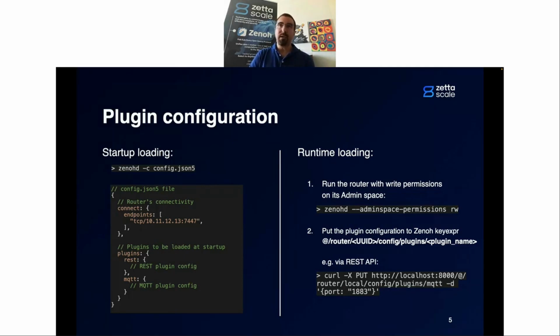And then you can change the configuration of your router, so you can add plugins in your router, just addressing its config space. So here we have the path, which is @/router/UID, the path of your router, /config/plugins. And here you have the plugin name. So it will be, for instance, as you can see just below with a curl example, /MQTT. And the value to put here will be the exact same content that you have in the JSON5. So for instance, here we configure a port, which is 1883, for the MQTT plugin.